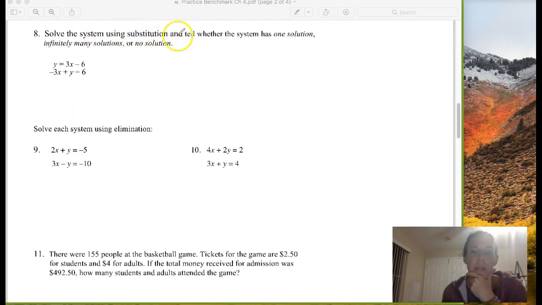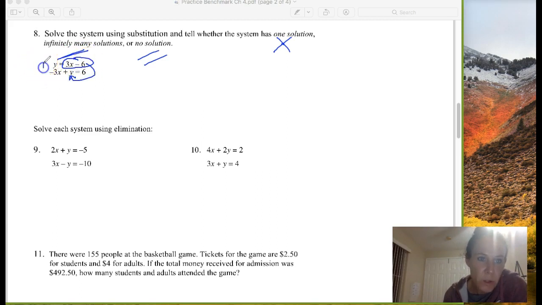Okay, solve this guy by substitution. Tell whether the system has one solution, infinitely many, or no. Remember, one solution is where they cross. Infinitely many means the same line. No solution is parallel. Okay. All right, looking at this, if I solve this by substitution, I'm going to take this and plug it in for y into equation 2. So if this is equation 1 and this is equation 2, plug this into y here because it's already solved. So new equation 2 is going to look like this, negative 3x, and where there's a y, I plug in 3x minus 6, plus 3x minus 6 equals 6.